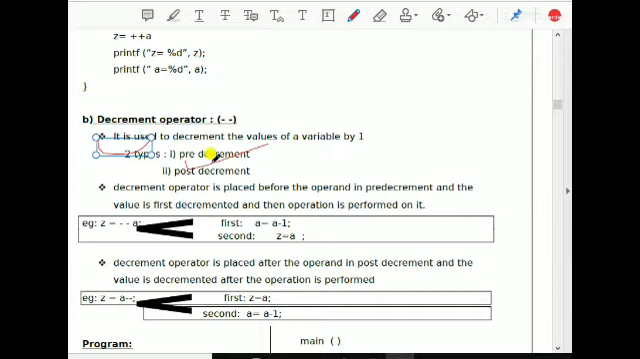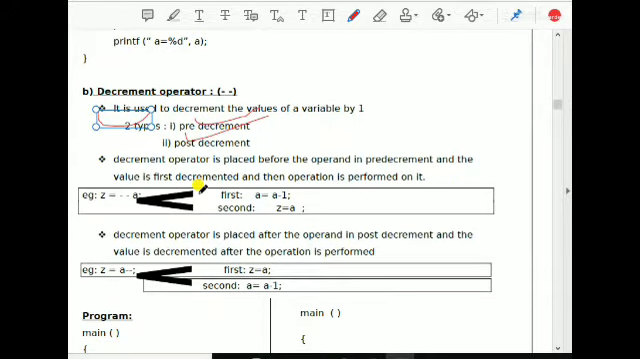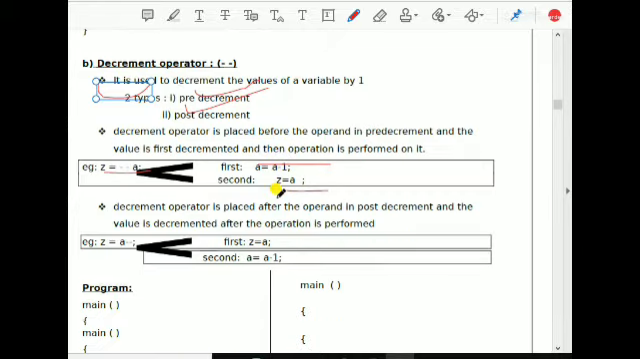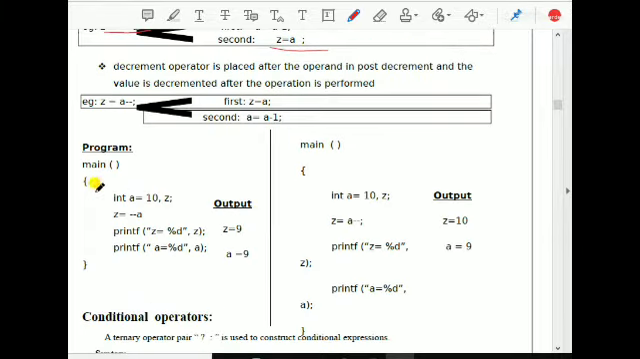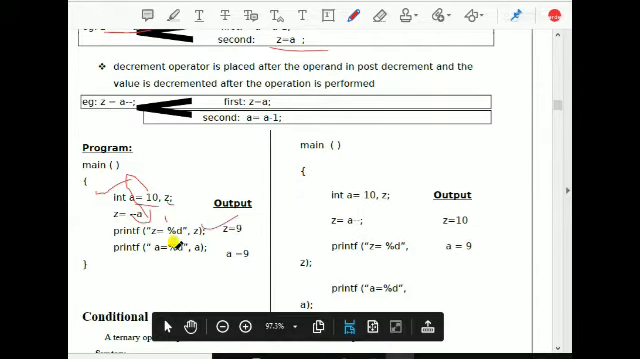Decrement is also the same, two types, pre and post. See here, pre and post, a is equal to 10, and again we have taken z. Here z is equal to --a, so it will decrement the value of a by 1. If we have taken a is equal to 10, and z is equal to --a, that means 10 minus 1, so it will give directly 9. And again if we are printing, it will give 9 only.